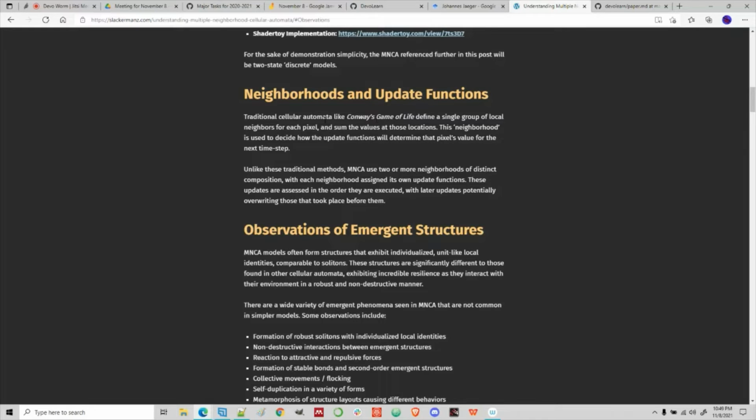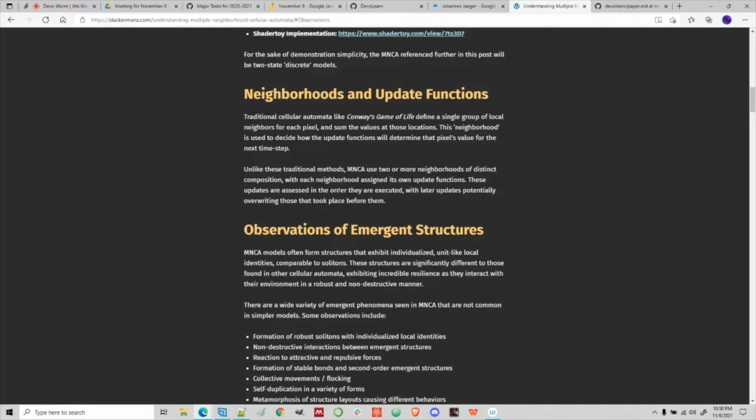So this is traditional cellular automata like Conway's game of life, which defines a single group of local neighbors for each pixel and sums the value at those locations. The resulting neighborhood is used to decide how the update functions will determine that pixel's value for the next time step. But unlike those methods, MNCA uses two or more neighborhoods of distinct composition, with each neighborhood assigned to its own update function. So these are overlapping neighborhoods that give different functions or different criteria to the same particle.